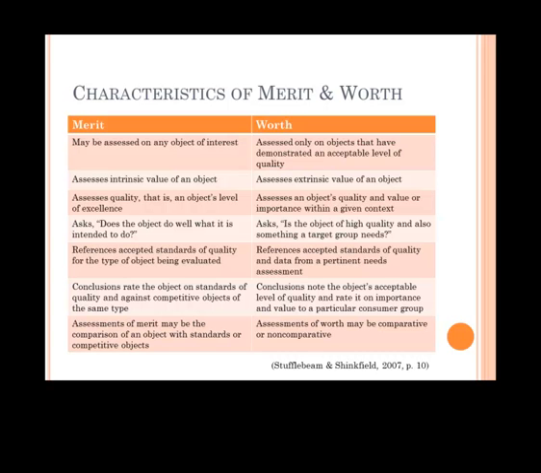We can describe merit and worth as answering two different questions. Merit asks the question, and you seek to answer this as an evaluator, does the object do well what it is intended to do? Whereas worth asks, is the object of high quality and also something that the target group needs? So you'll notice in the worth question there's two parts. The first part is really the merit question, is the object of high quality? But then when we move into worth, we want to know, is this something that a target group needs?